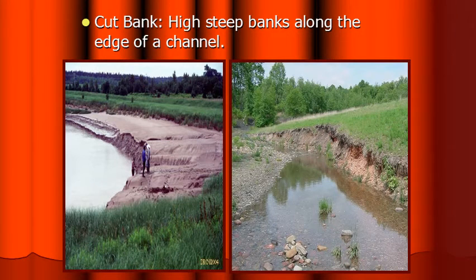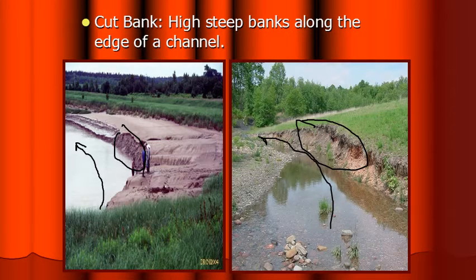Our first one is called a cut bank, and this is going to be the high steep banks along the edge of a channel. And I want you to look at where these are. So it's this area right here, and it's this area right here. And what is similar about these? Well, the similar thing is that the river is turning here. There is a bend in the river there, and a bend in the river there.